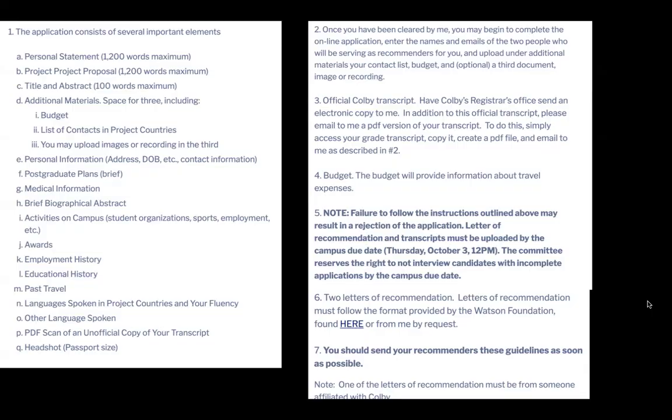We need additional materials. And there's space for three different kinds of appendices. One is the budget. This, you have to put in. Another is a list of contacts. And then if you want to add anything else that helps flesh out your dossier, you can add it. The budget is very important because it shows how much preparation has gone into your proposal.